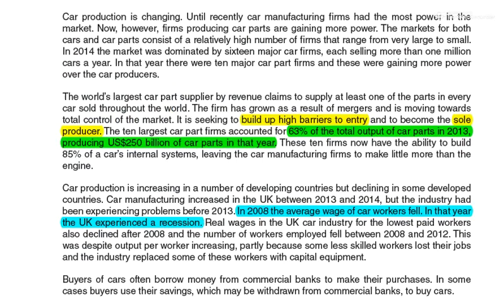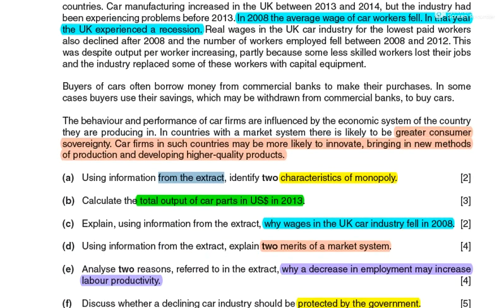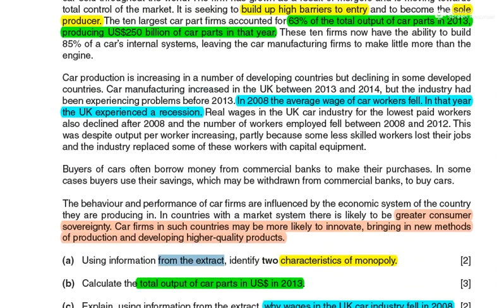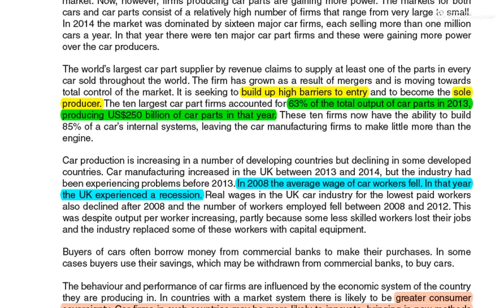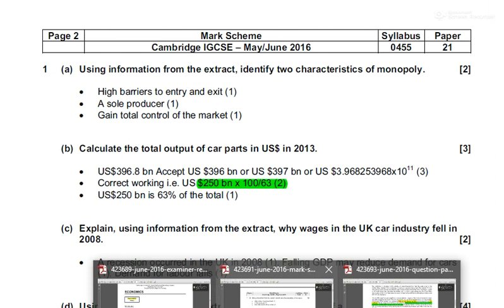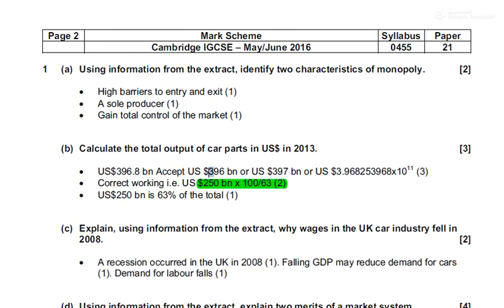Very straightforward. Question 2. Calculate the total output of cars in 2013. So I've highlighted the case study. 63% of total car output in 2013 was 250 billion. So do some jazzy mathematics and you should get 396 to 397. Okay, so 3 marks. He will accept anything between those numbers. Show your calculations, of course.